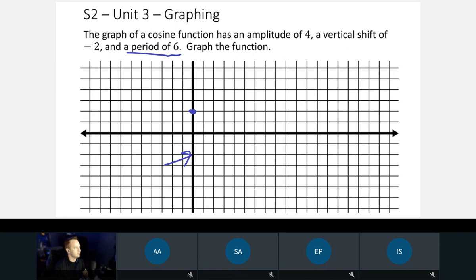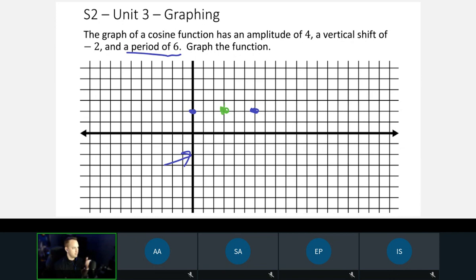So the period is 6. I'm going to go over 6 units to the right: 1, 2, 3, 4, 5, 6. I'm going to do another point here. That's a beautiful point. That's when the graph will start over. Now, if I go directly in between those 2 points, I'm going to use a different color here, and put a point here.